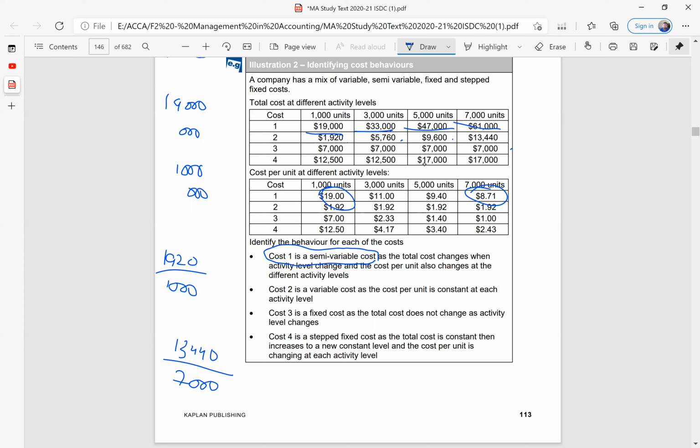Now tell me, do you want me to continue or do you want me to continue in tomorrow's class? Tomorrow's class. All right. So do revise that so that we can continue from here. Because after this, I need to make sure that I teach you how to identify the variable component and the fixed component from the semi-variable cost. So that is something that is going to be a bit complicated. So make sure that you revise all of this.